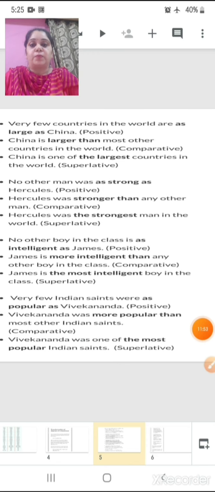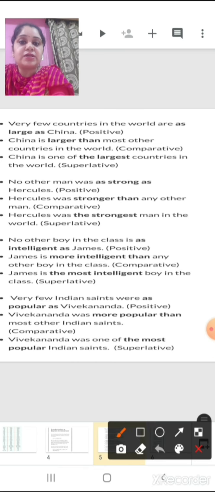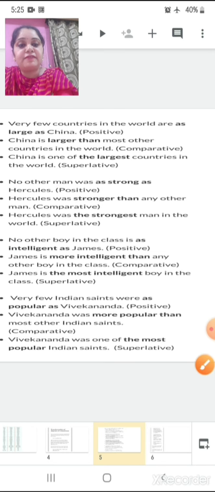Now, if we talk about the superlative degree, what is it? We were talking about Hercules. So: Hercules was the strongest man in the world. It is as simple as anything; without thinking you will write that Hercules was the strongest man in the world. Let's take one more example which is starting with "no other." This sentence has also started with "no other."